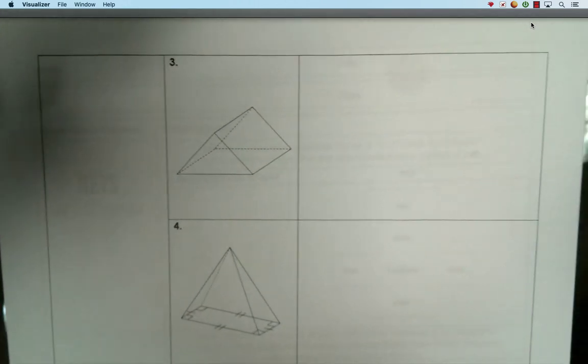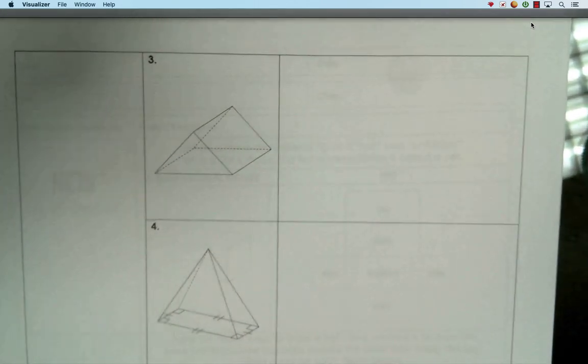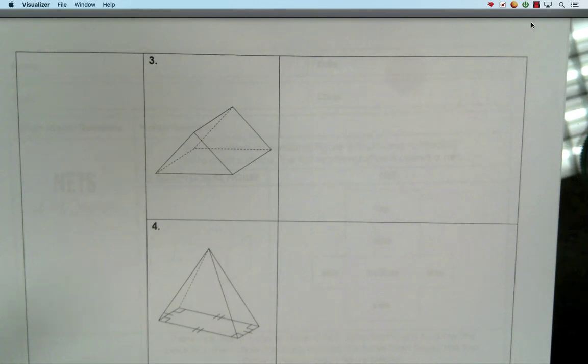And yes, even if you are at home watching the video, I do expect you to draw the nets. I'm just not going to do it as the camera's rolling, so it's not overwhelming. You can pause and copy the net as you see it. So I'm going to pause and do number 3 and 4.